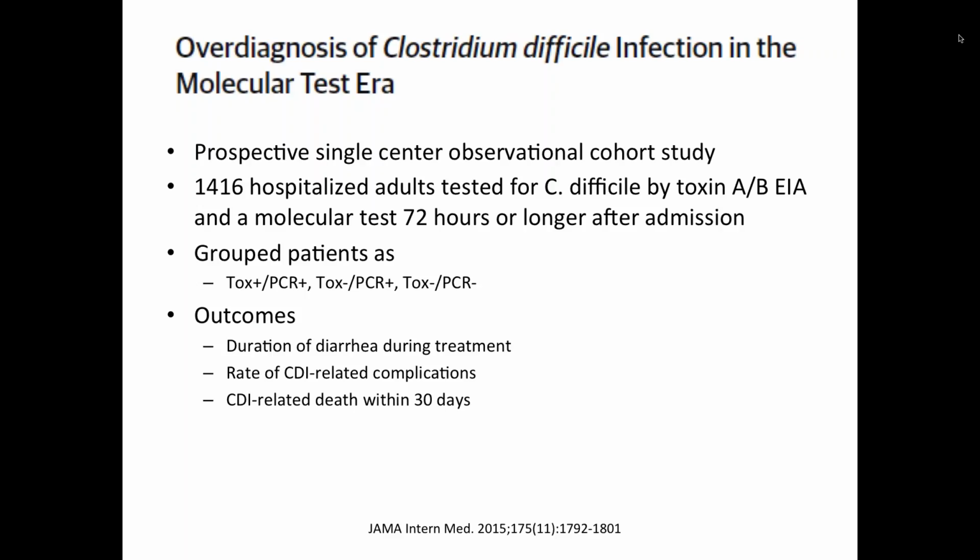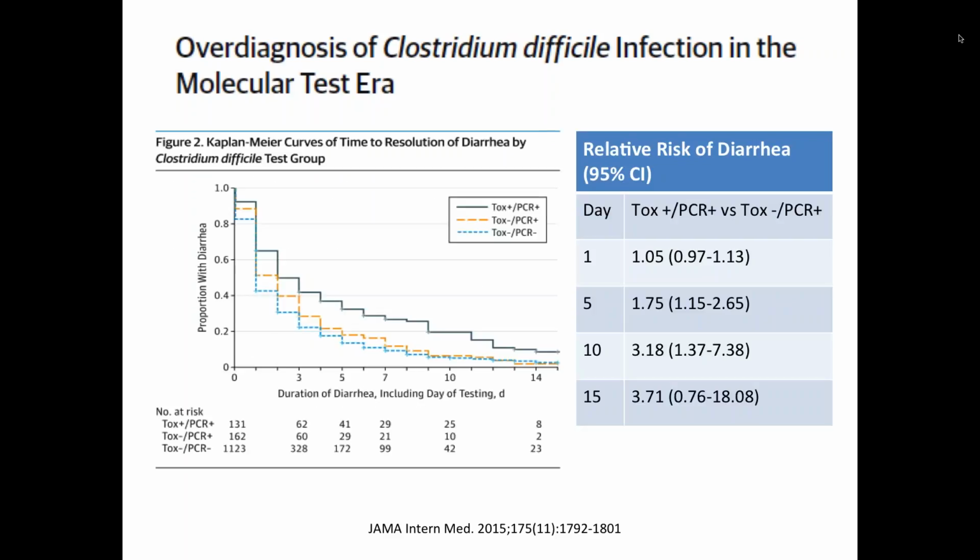Then they looked at these three groups and compared outcomes with duration of diarrhea during their treatment, the rate of related complications, and C. diff infection-related death within 30 days. We'll go through the results a little bit. First, looking at the time to resolution of diarrhea by test group, what they saw was that basically the toxin-negative groups behaved the same and separately from the toxin-positive groups. So it didn't necessarily matter if you were PCR positive or not. What mattered, at least in the time to resolution of diarrhea, was whether or not you had formed toxin.